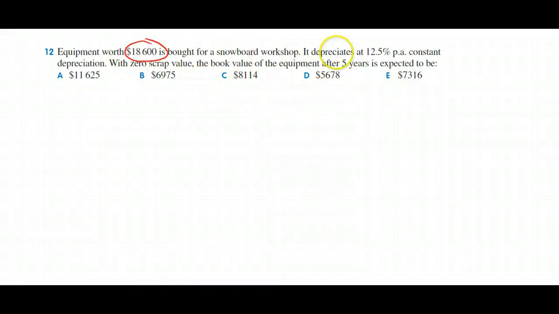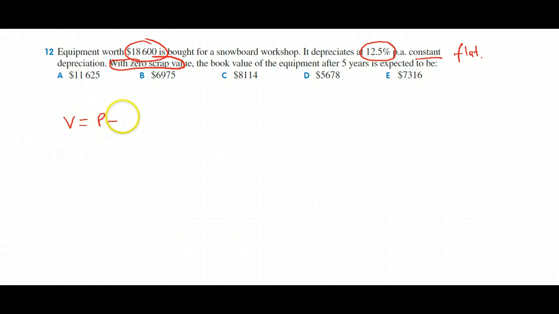Alright, we've got equipment that's worth $18,600, and it depreciates at 12.5% constant depreciation. In other words, flat rate depreciation. Its scrap value is 0, so we want to know the book value of the equipment after 5 years. Alright, so if we want to work out the book value, that's going to be the purchase price minus the depreciation. We were told the book value at the end of its life was 0, and it was originally 18,600. So how much depreciation was needed to get down to 0? Well, obviously all of it.